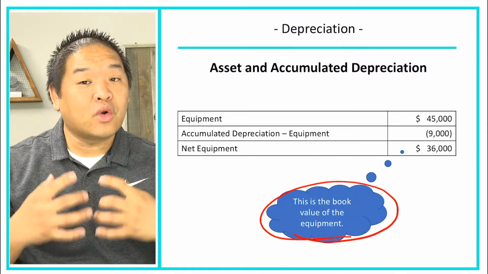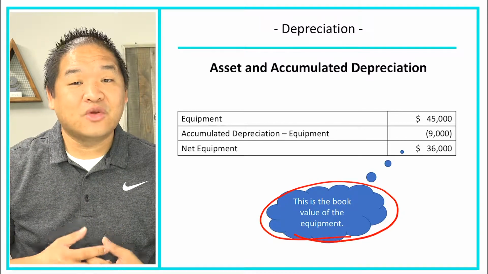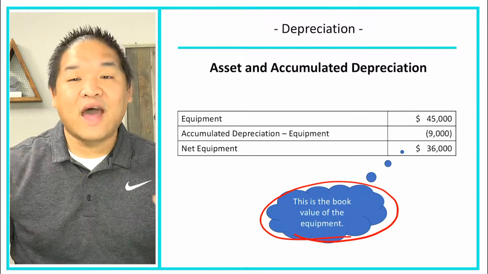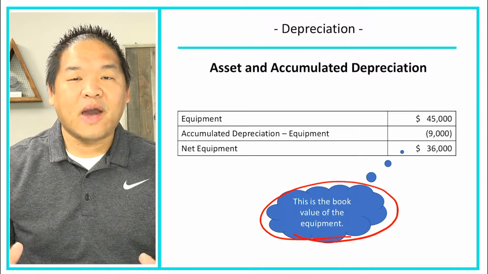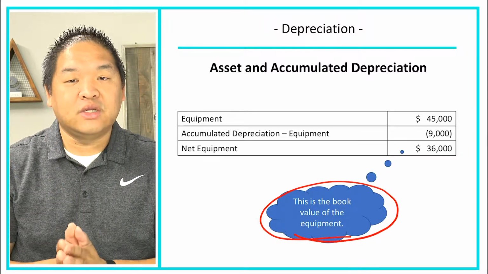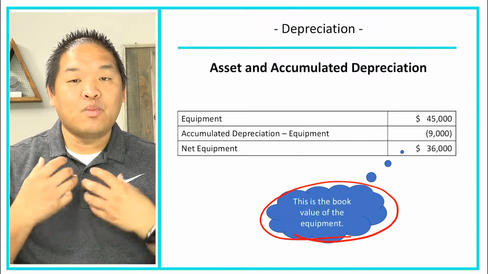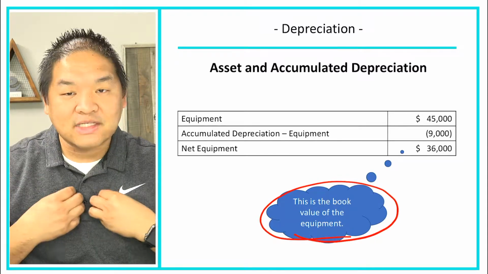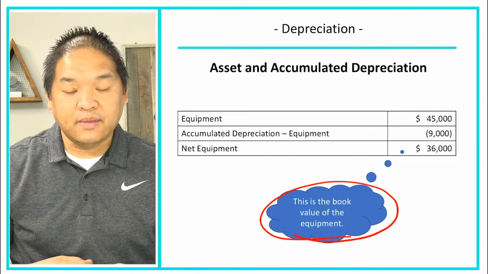Now, it could be worth $40,000 in the market. It could be worth $20,000 in the market. That's okay. We really don't care about it until we sell it. But whatever we put on our balance sheet, whatever it shows us, that is our book value, what it's worth to us in our books, okay?